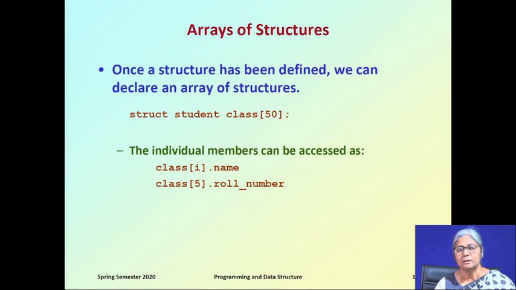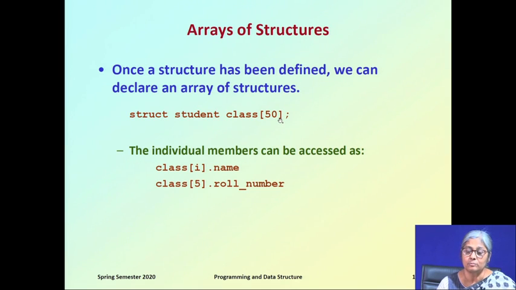So, we can also do that array of structures, because if we remember A1, A2, A3, A4, in this way if I have 50 variables, and all 50 can be the student type structure. Since they are all the same, I can just write class[50], an array of size 50. So, directly we can define struct student class[50].